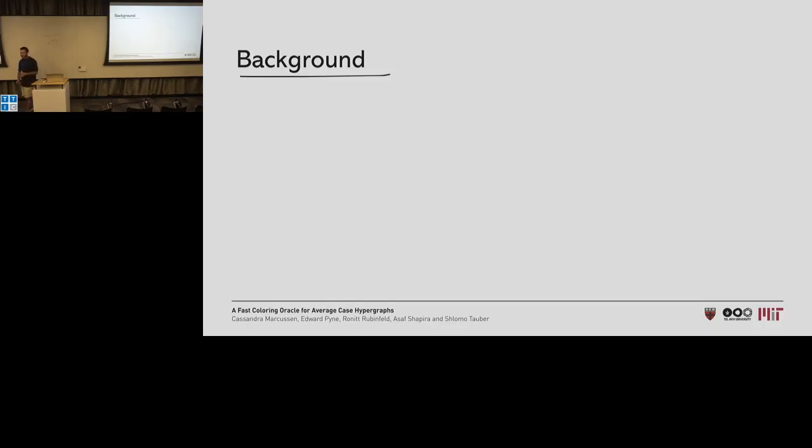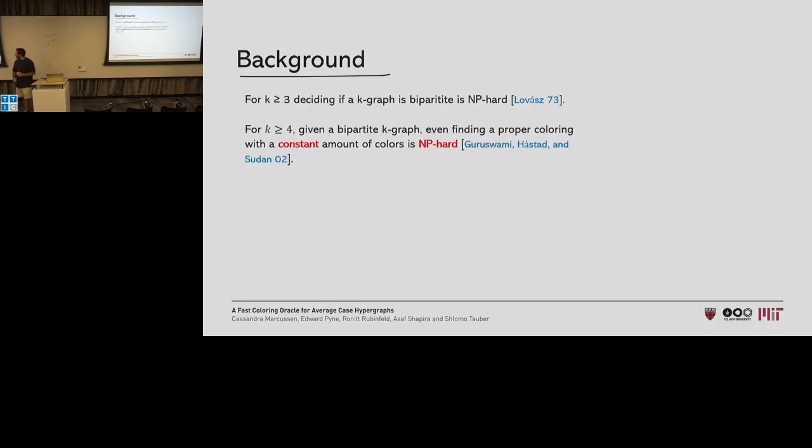We all know that, relatively speaking, coloring bipartite graphs is an easy problem with a linear time solution. Lovász famously proved that for k at least 3, deciding whether a k-graph is bipartite is NP-hard. And Guruswami, Håstad, and Sudan proved that for k at least 4, even if we know that the k-graph is bipartite, finding a legal coloring with a constant number of colors that doesn't depend on the hypergraph size is NP-hard.